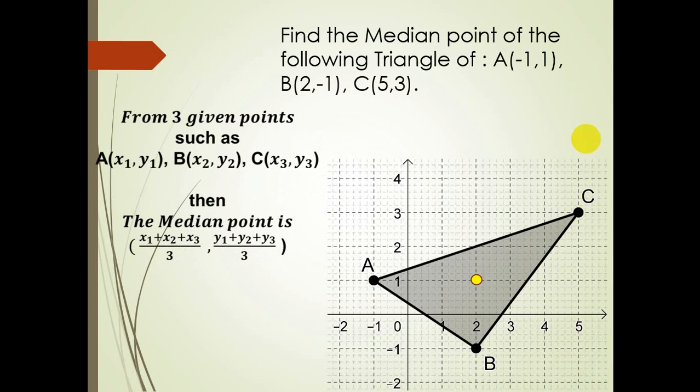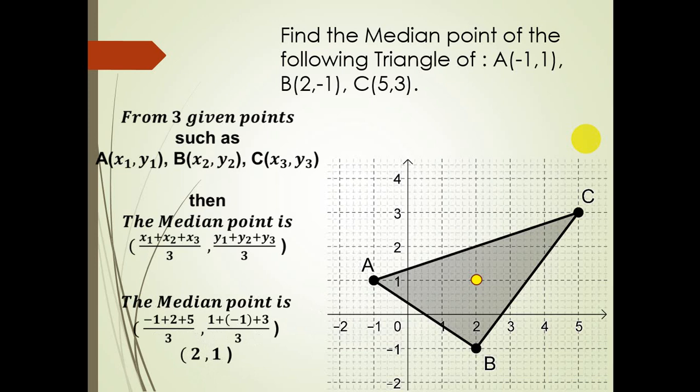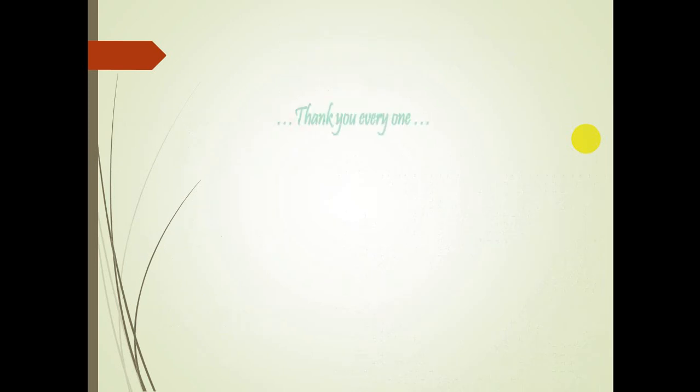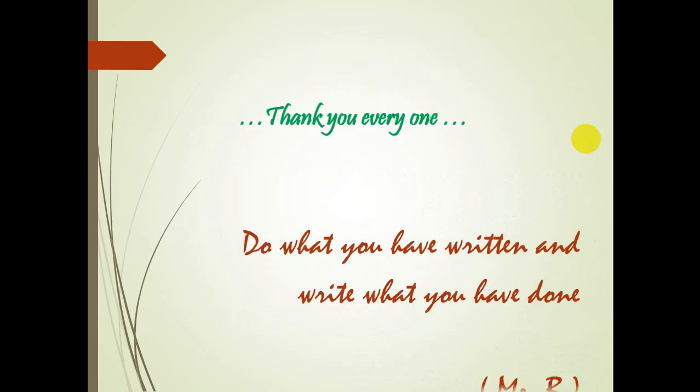Okay, now how to find the median point? Just add all the values of x, x1 plus x2 plus x3, and then divide by 3, and y1 plus y2 plus y3 divided by 3. So the final answer is 2, 1. Easy, right? And you may train yourself with other problems. So that was the question for the last slide for this session.